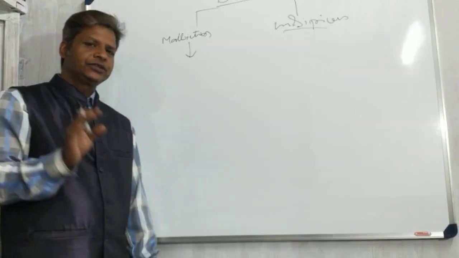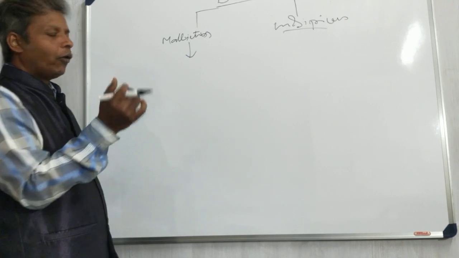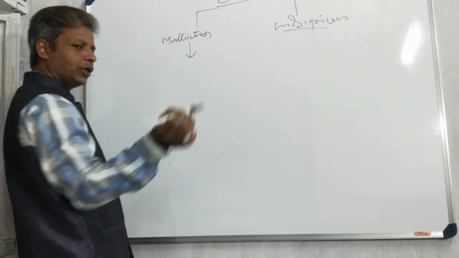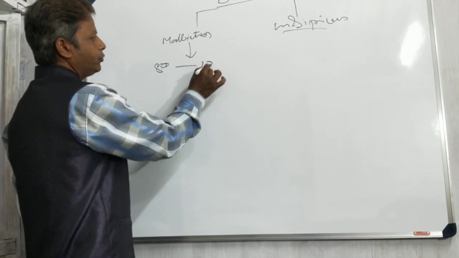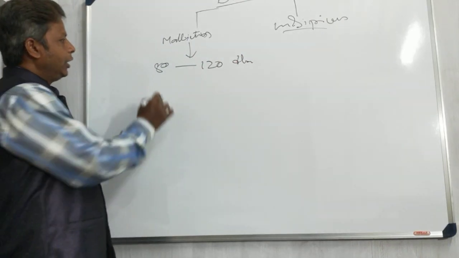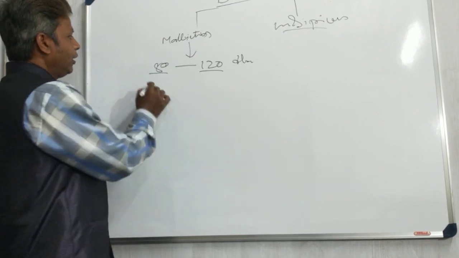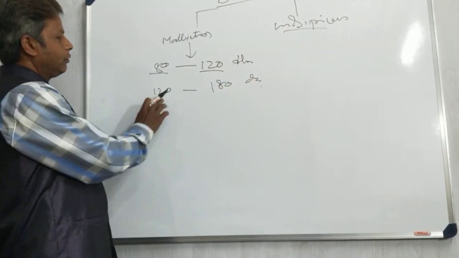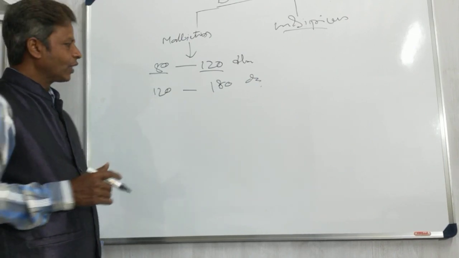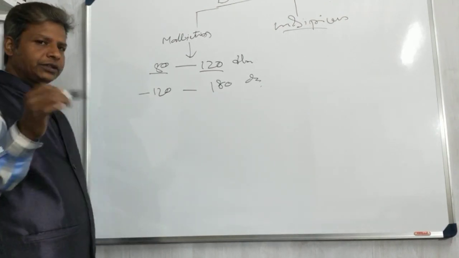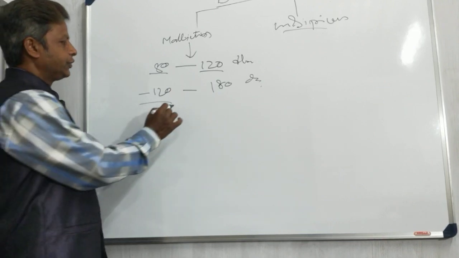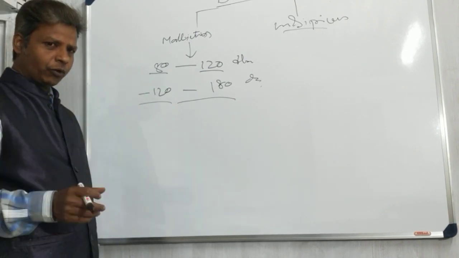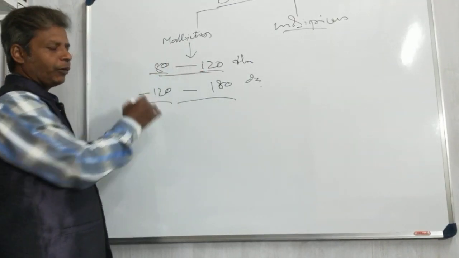Diabetes mellitus is a condition of increased or decreased blood sugar. When blood sugar increases, it crosses the threshold level. The normal fasting blood sugar is 80 to 120, and 120 to 180 is the postprandial blood sugar, or PP. We measure this 2 hours after the intake of food. Fasting blood sugar is measured before intake of food, first thing in the morning. This is the normal condition.